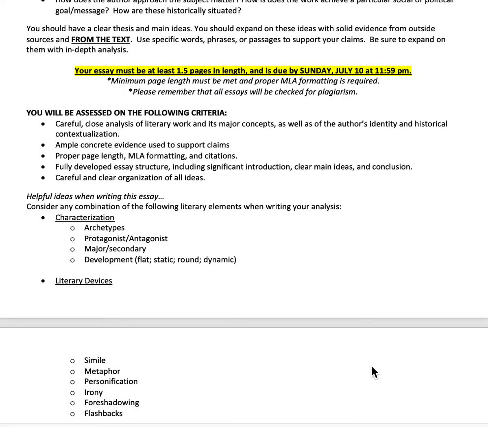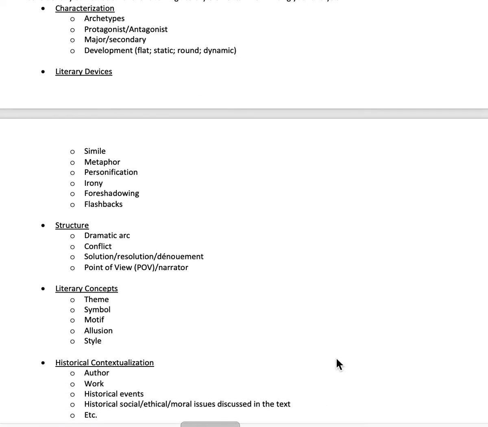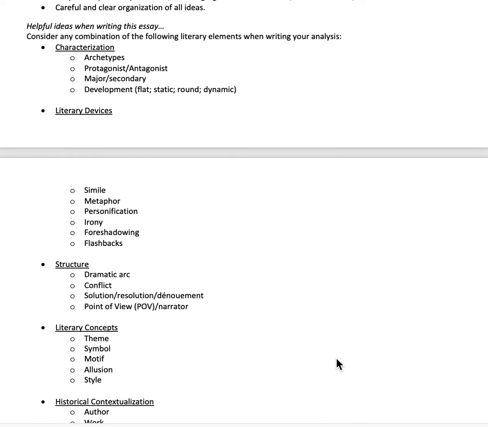Good evidence from the text to support your claims, proper length, formatting and citations, fully developed essay structure, including a good intro, clear main ideas, and a conclusion, and then careful and clear organization of all ideas. So I've given you guys a couple of suggestions here, just things you can think about. There is no way that you need to write about all of this in 1.5 pages. These are just things you may want to think about when you're considering which literary elements you'd like to discuss for the work that you're going to be analyzing.